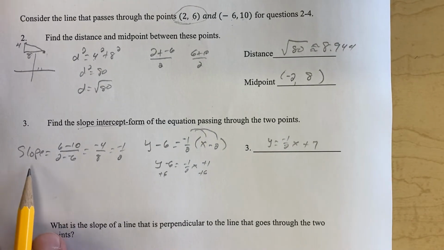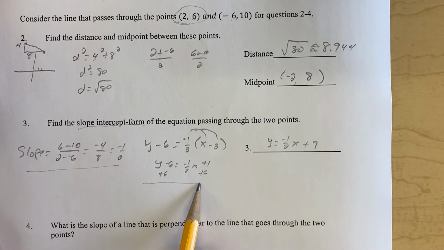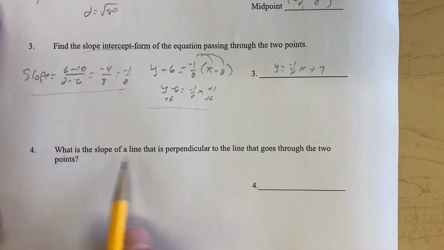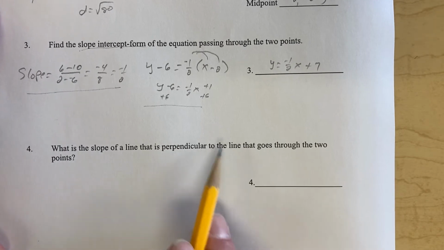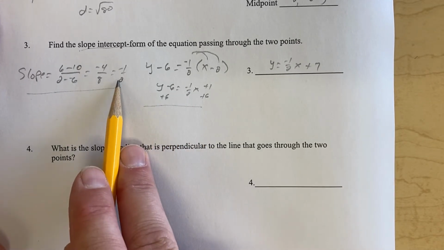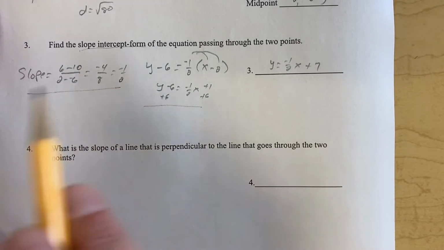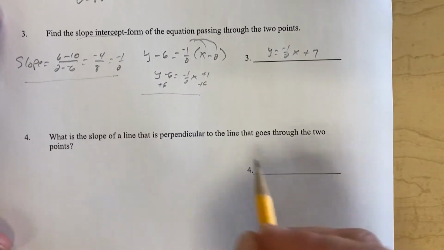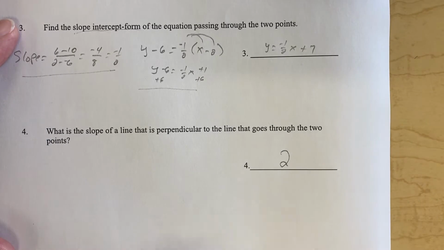All right, so slope, then make the equation, and then work it out to get y by itself. What is the slope of a line that's perpendicular to that? Well, this slope was negative 1/2, so if we're perpendicular, we are opposite and reciprocal. So not negative but positive, and not 1/2, but we'd have a slope of positive 2.